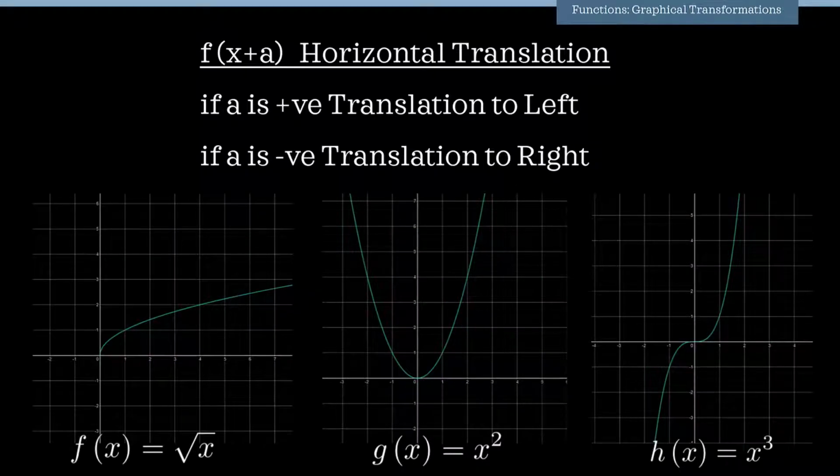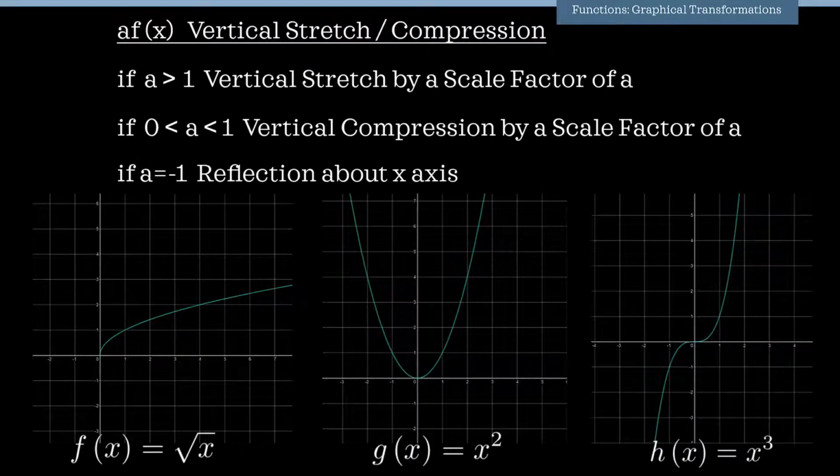The third transformation is vertical stretch or compression. Now in this transformation, we multiply a value by the function. And if the value of a is greater than 1, then my graph is going to stretch vertically, or parallel to the y-axis, by a scale factor of a. And if the value of a is less than 1, then the graph is going to compress vertically, or parallel to the y-axis, by a scale factor of a. And if the value of a is -1, then the graph is going to reflect about the x-axis. Let's look at some examples.